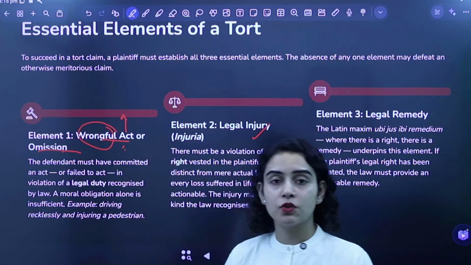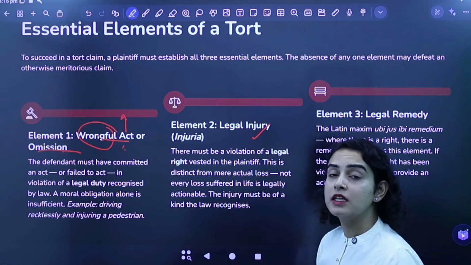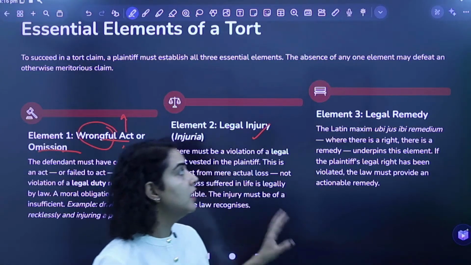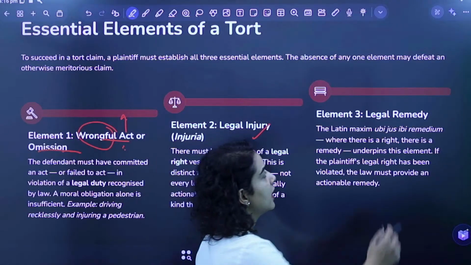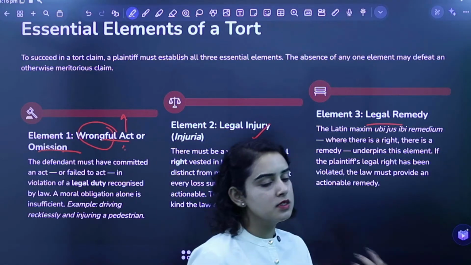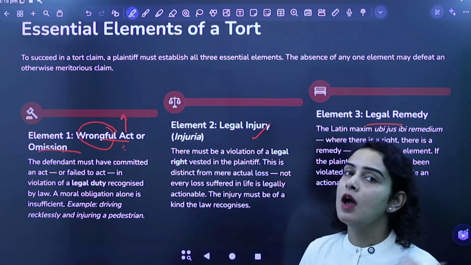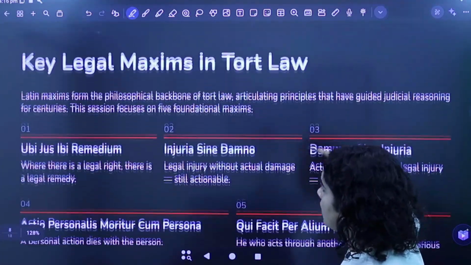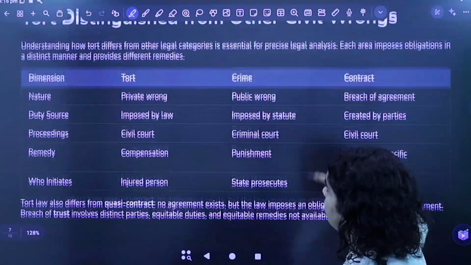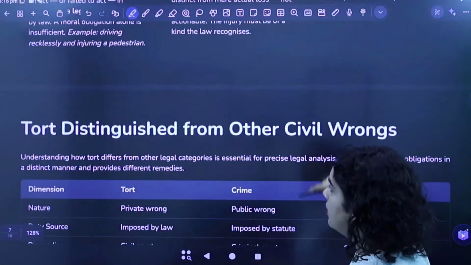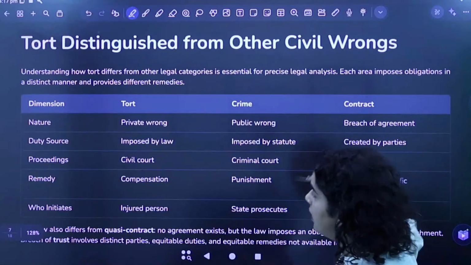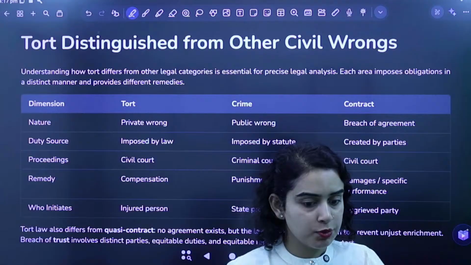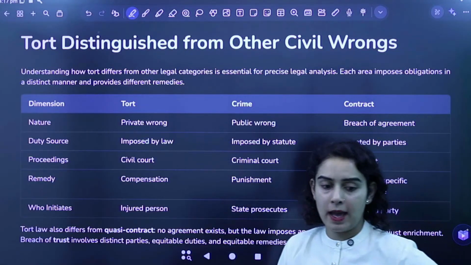One, there has to be a wrongful act or omission. Second, there has to be a legal injury. Both of them have to coexist. Okay. Third, we have to have any legal remedy for the same. Now, what is the legal remedy? How do we get into the same? I am going to explain it to you in a while. Okay. So this much is clear that यहाँ पे हमारे पास कोई भी act या omission होना चाहिए और उस act या omission की वजह से there should be any legal injury that should also happen.